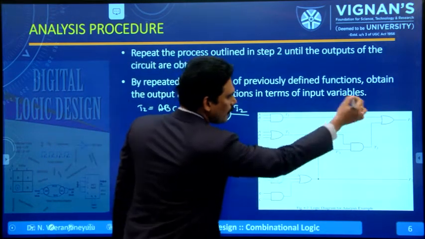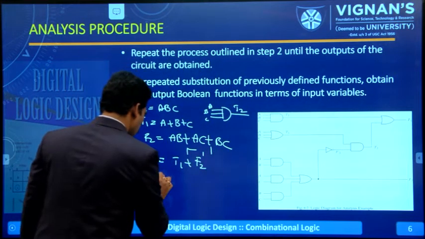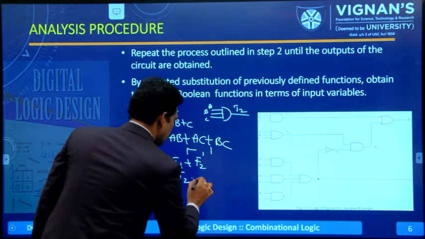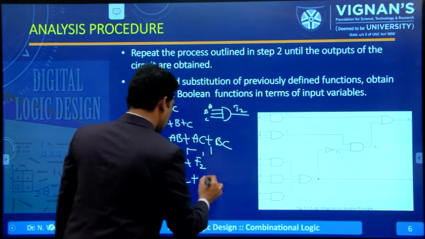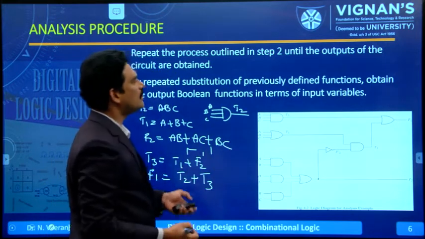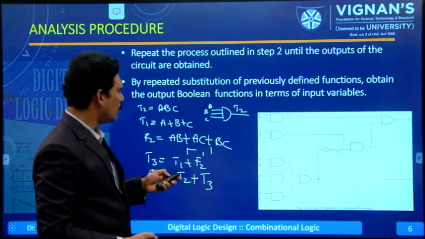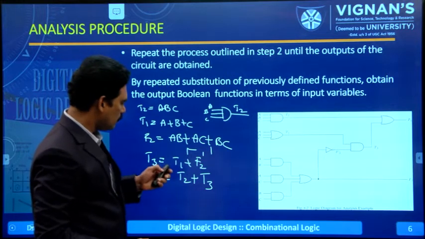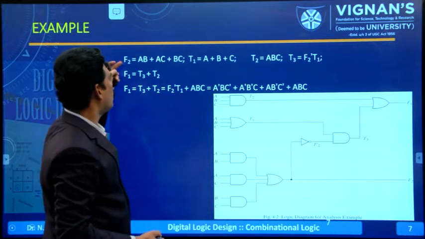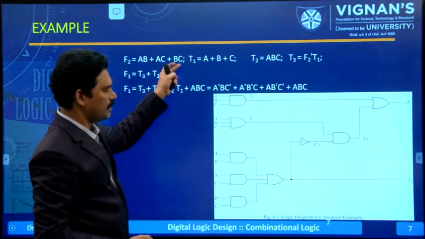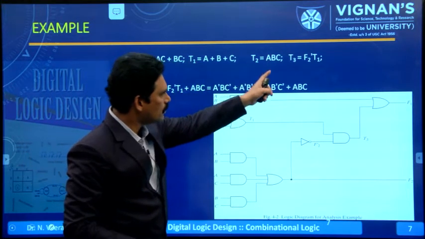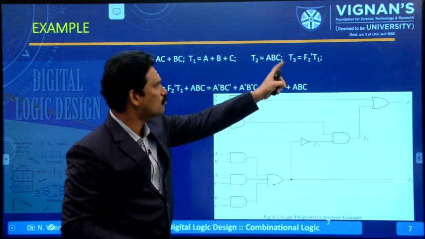And what about F1? F1 is equal to T2 plus T3. So this is the identification of output variables, and this step is over. Now, F2 is equal to AB plus AC plus BC. T1 is equal to A plus B plus C. T2 is equal to ABC. T3 is equal to F2 bar T1.